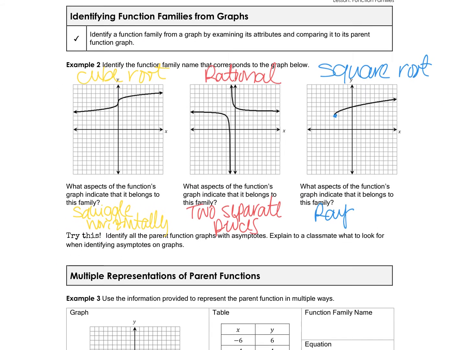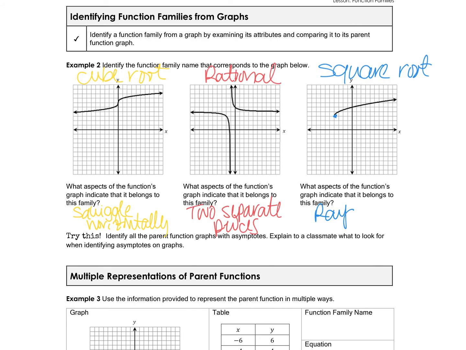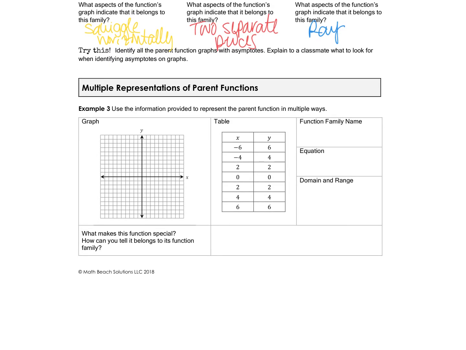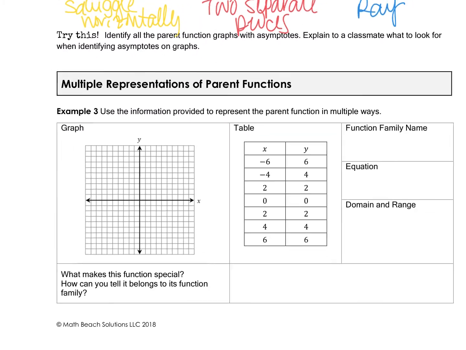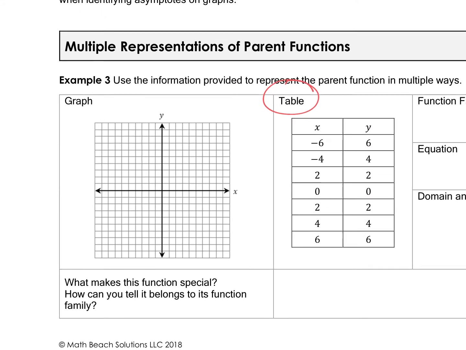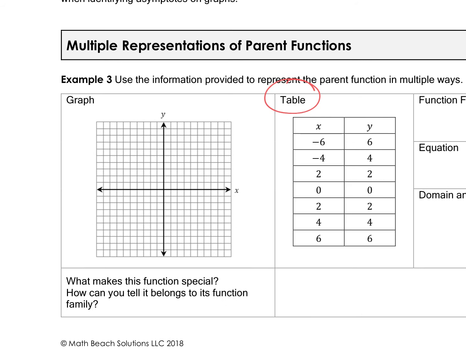All right, so you're going to have to be able to look at a graph and determine what type of function it belongs to. All right, so let's take a look at this next example. So we're going to use the information provided to represent the parent function in multiple ways. So in this part, we're given the table. We're going to plot the points, and then we're going to be able to visually see what type of function it is. So let's go ahead and plot them.